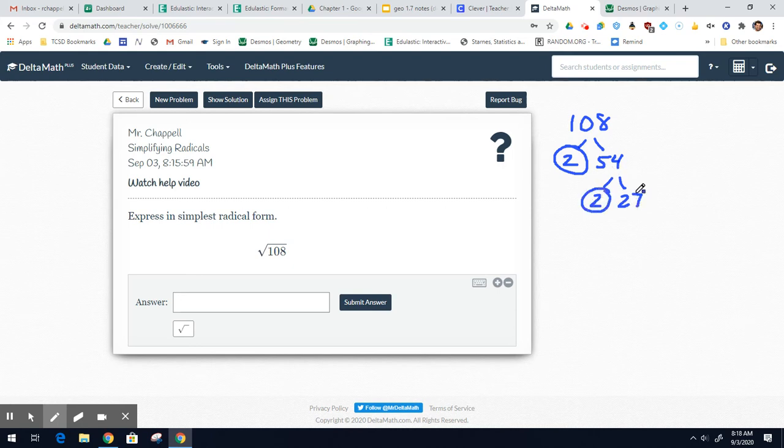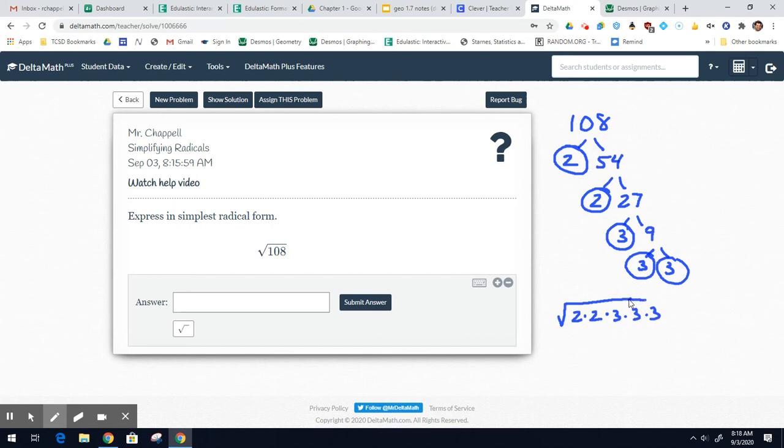Again, 2 is prime. Now, 2 does not go into 27, but I know 3 does. 27 divided by 3 is 9. 3 is a prime number. I know that 3 goes into 9, and 3 goes into 9 3 times. And 3 and 3 are both primes. So I have the prime factorization of 108. So the square root of 108 can be rewritten as the square root of 2 times 2 times 3 times 3 times 3.